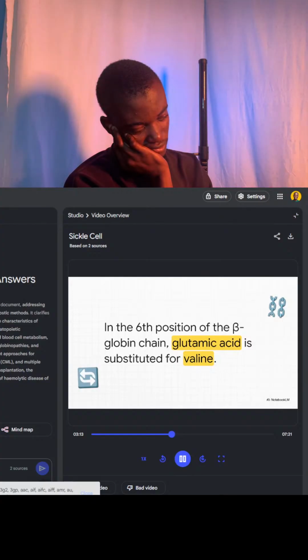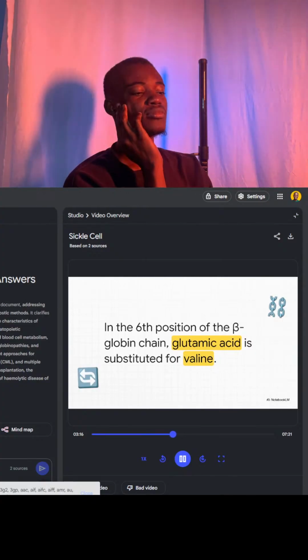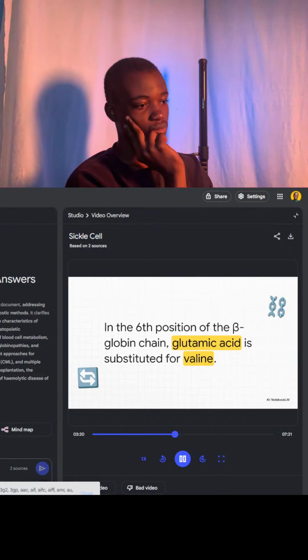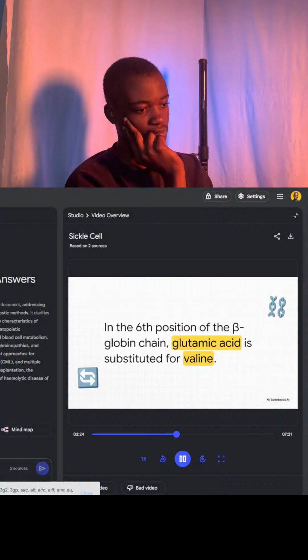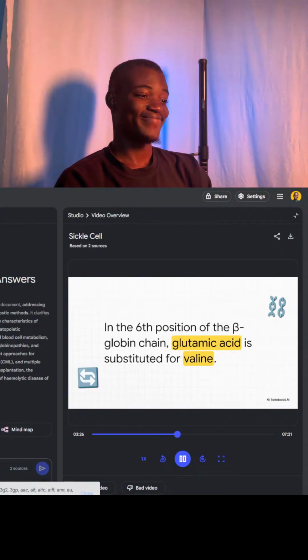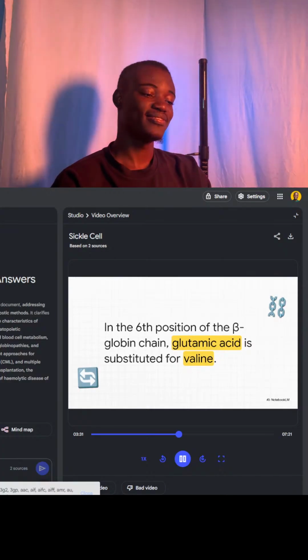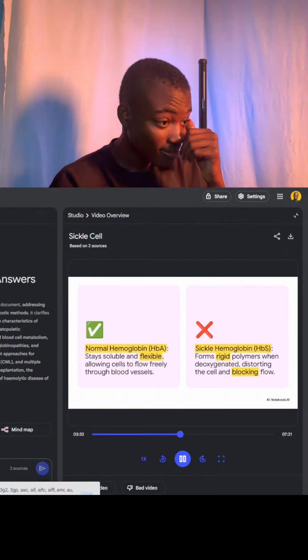And this tiny genetic change leads to a crucial substitution. In the protein chain, an amino acid called glutamic acid gets swapped out for another one called valine. It sounds so insignificant, right? Just one little molecular swap. But you'll see, this changes the entire game. And the consequences are just profound.